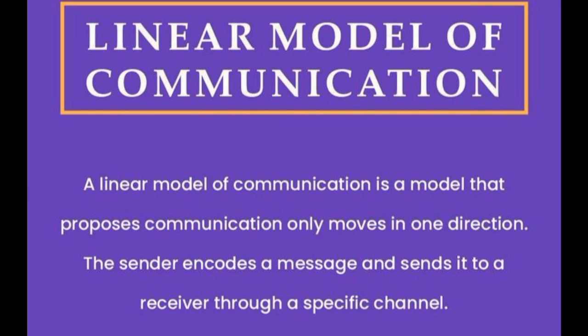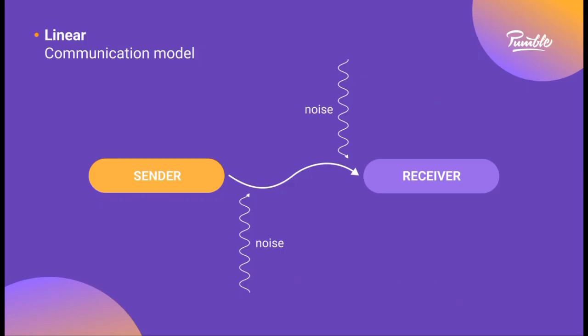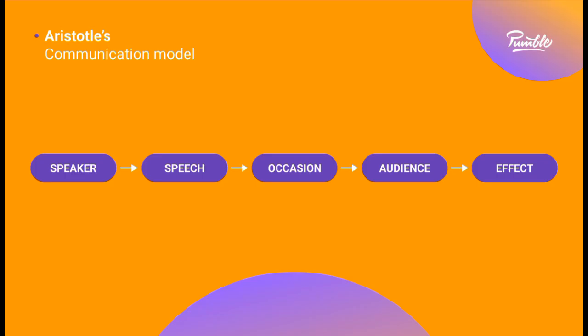It views communication as a one-way process where a sender conveys a message through a channel to a receiver without any feedback. This model assumes that the receiver remains passive while the sender is the active person. Also, the factor of noise is considered sometimes in the linear model of communication. Now let's have a look at the types of linear model of communication.